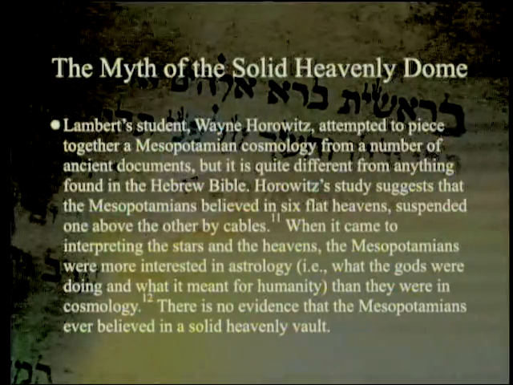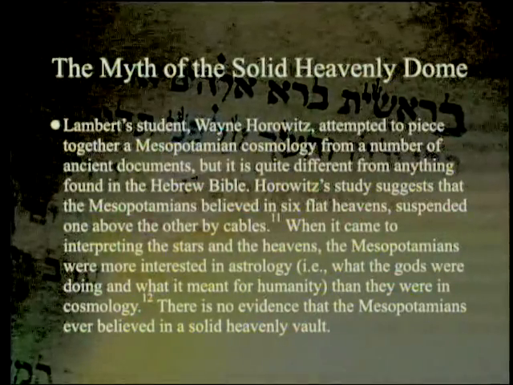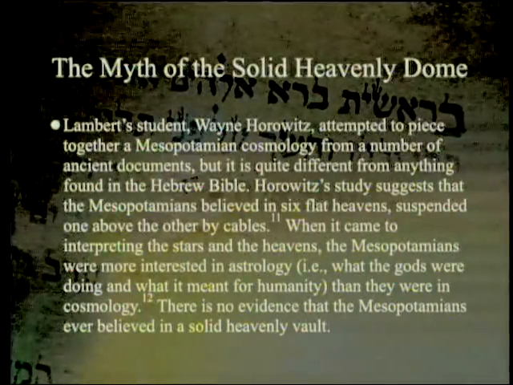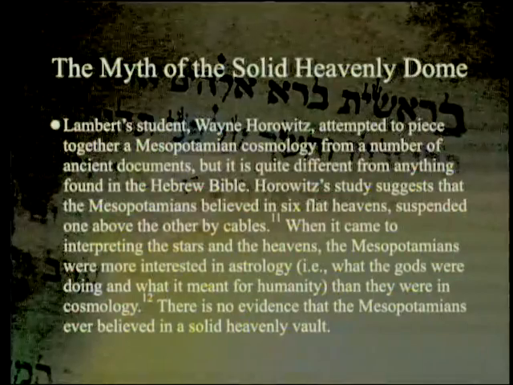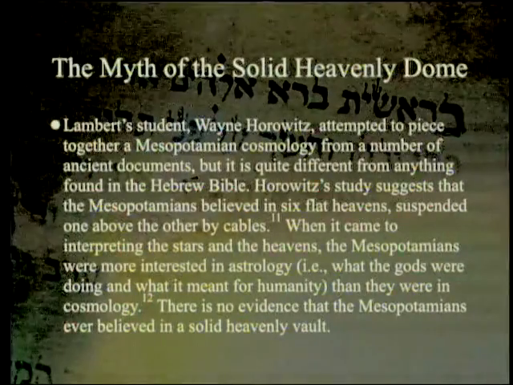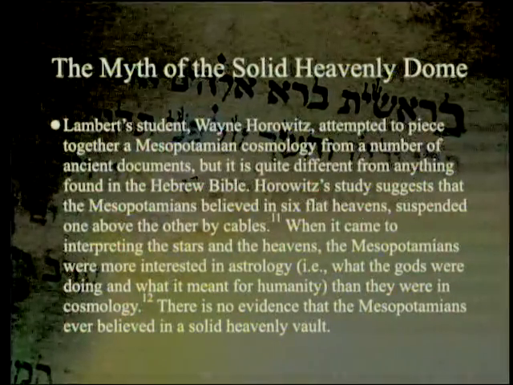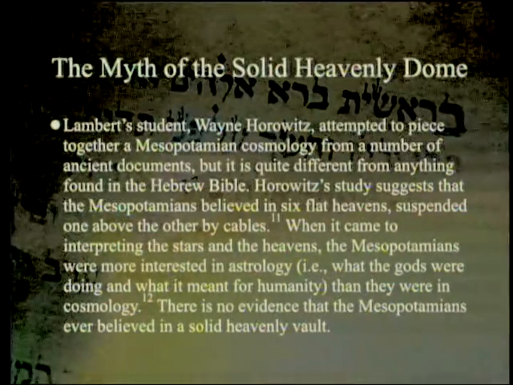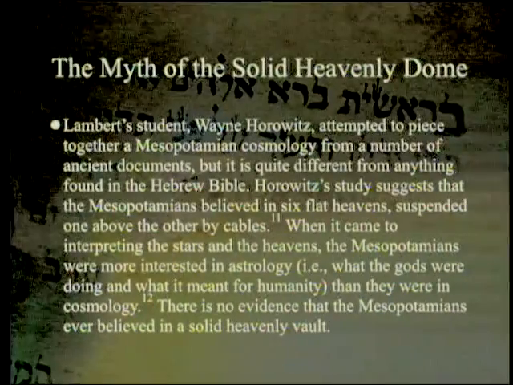When it came to interpreting the stars in the heavens, the Mesopotamians were more interested in astrology, that is, what the gods were doing and what it meant for humanity, than they were in cosmology. They didn't really care how it got started or how it fit together. There is no evidence that the Mesopotamians ever believed in a solid heavenly vault.